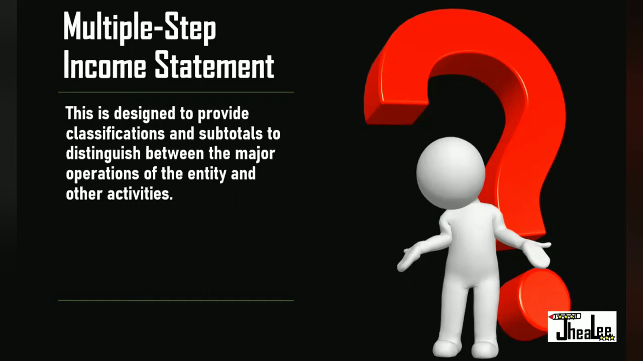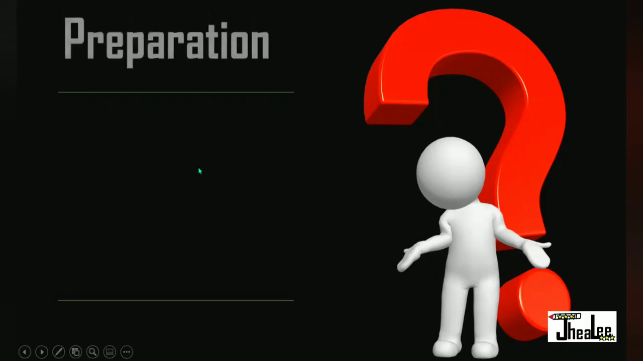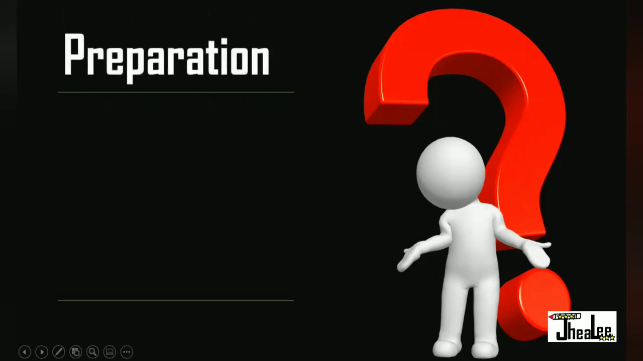And we'll talk about preparing the multiple step income statement. You'll find that there are two sections. It allows for deeper analysis of margins and provides more accurate representations of cost of goods sold to the users, the stakeholders of the accounting information. Let us now get into the preparation of the multiple step income statement.